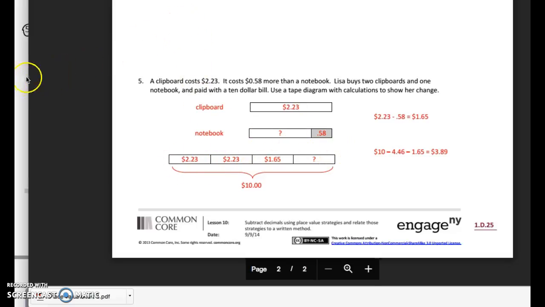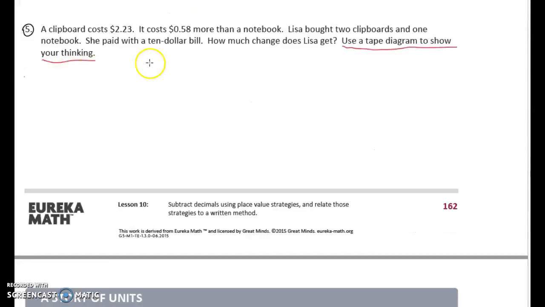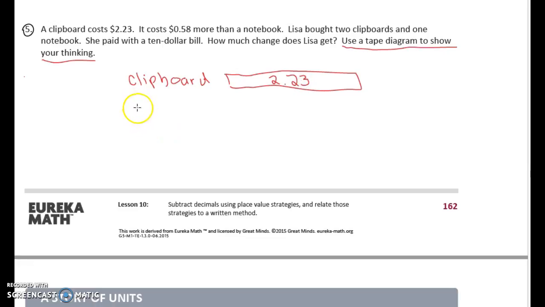So I'm going to go ahead and do that on our problem. So we know that she buys a clipboard, C-L-I-P-B-O-A-R-D, and that the clipboard, the total of it is 2 and 23/100. We know also too that it's in relation to a notebook.